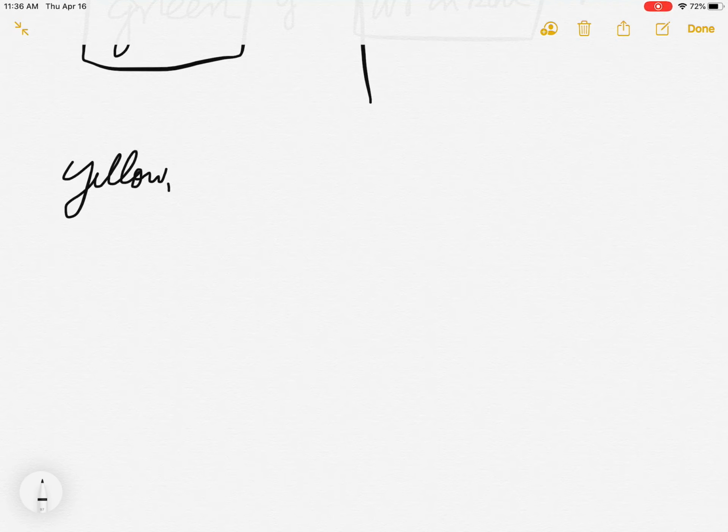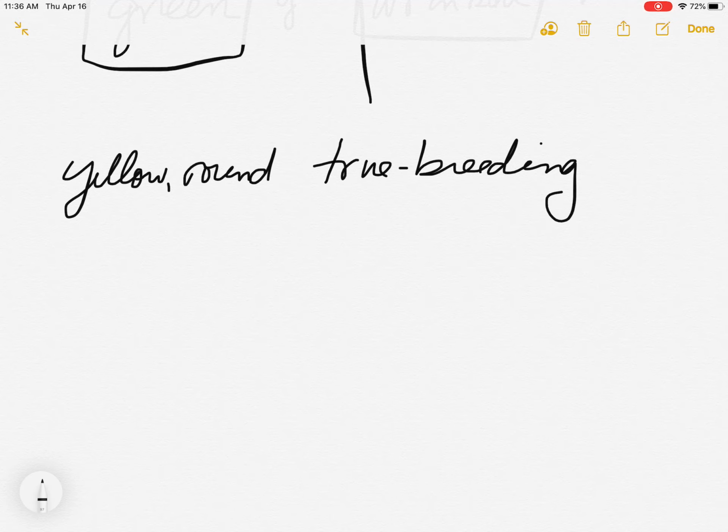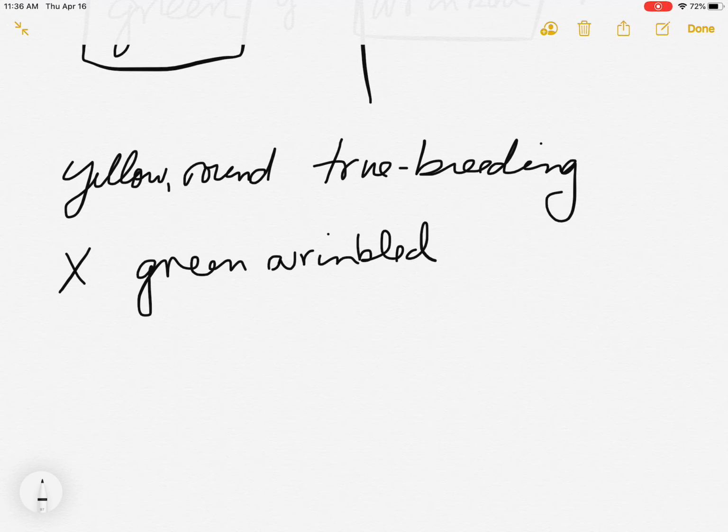So what we're going to do is set up a cross between a yellow and round true breeding pea, and we're going to cross that with a green and wrinkled true breeding pea. If I could spell, true breeding. There we go. So what kind of genotypes does this tell us we have?